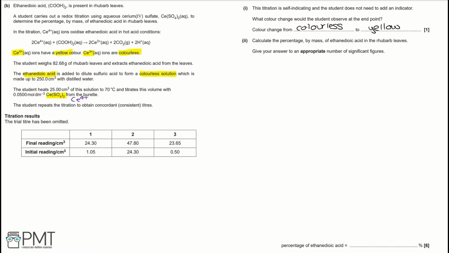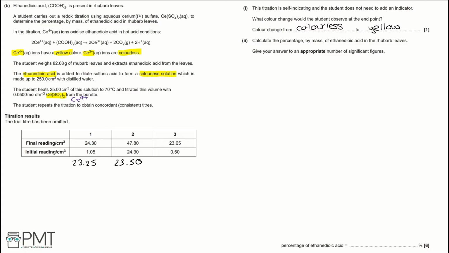Part 2, calculate the percentage by mass of ethane dioic acid in the rhubarb leaves. Give your answer to an appropriate number of significant figures. Firstly, we need to work out the titers of the titration results. That would be taking the final reading and subtracting the initial reading. For titration 1, that would give us 23.25. For titration 2, that would give us 23.50. Notice I'm giving all of my answers to 2 decimal places because that is what you would do when recording volume in a burette.